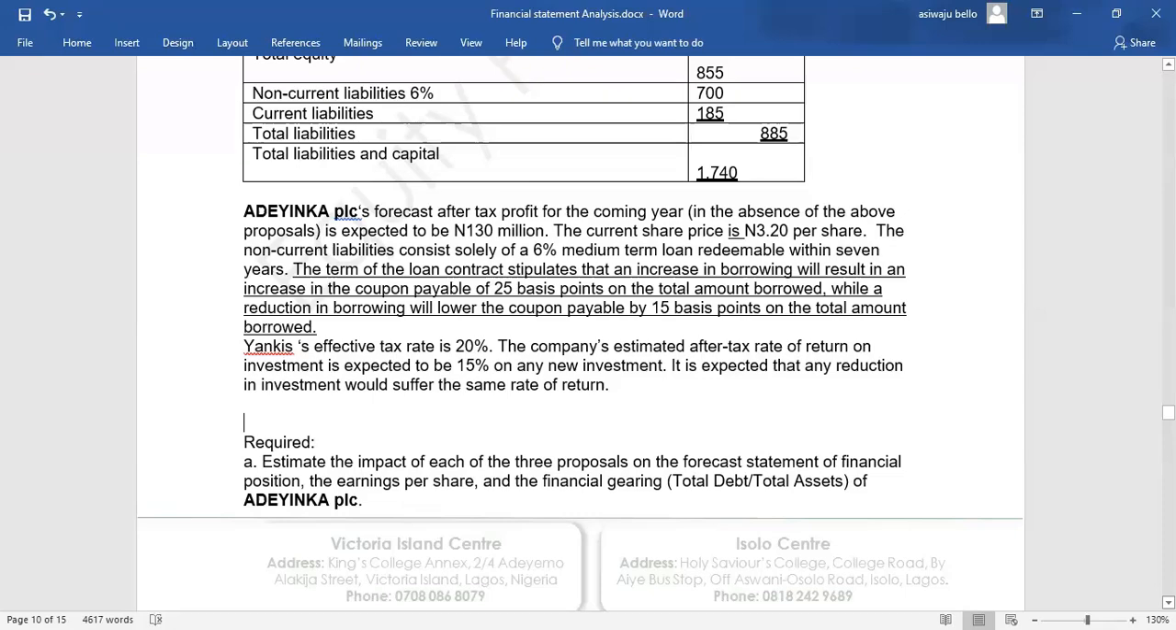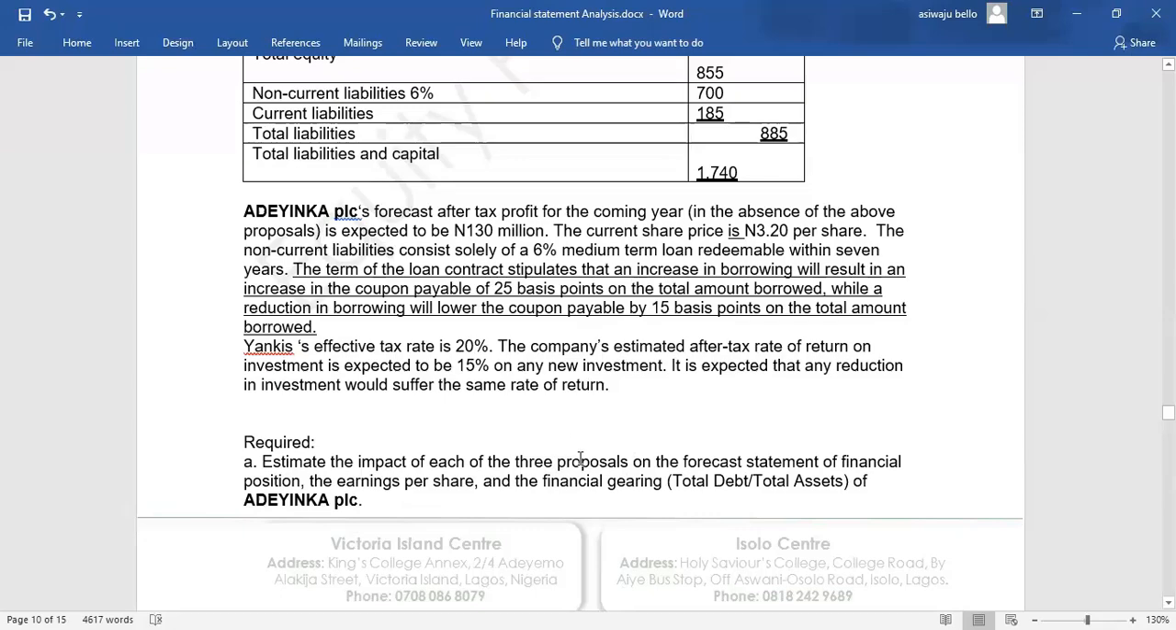Assuming you are faced with this question, you want to use financial statements to know the impact of three proposals. So, assuming you are faced with this, how do you approach this? How will you go about it?